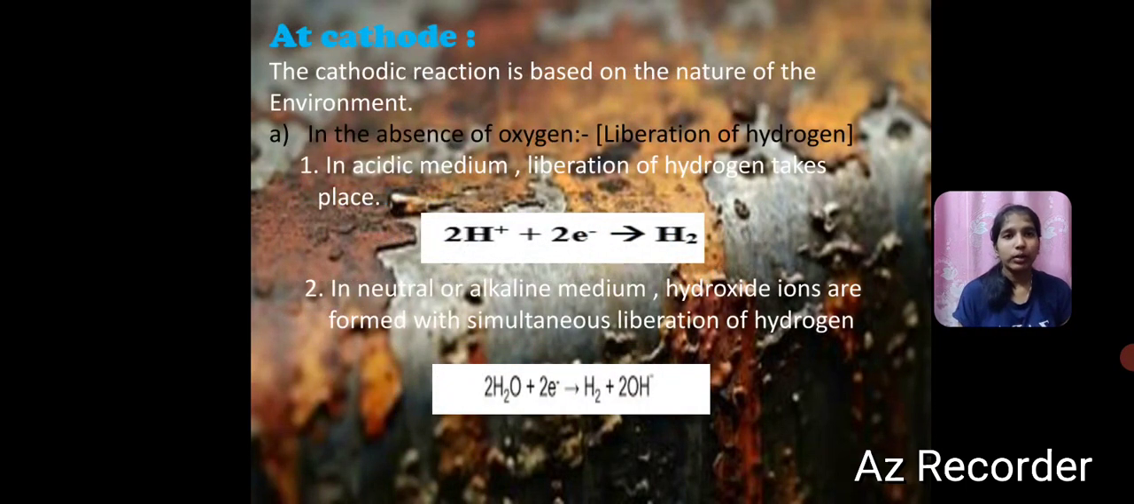At cathode, the cathodic reaction is based on the nature of the environment. In the absence of oxygen, there is liberation of hydrogen. It has two conditions. The very first one, in acidic medium, there is liberation of hydrogen. Second, in neutral or alkaline medium, hydroxide ions are formed with simultaneous liberation of hydrogen.